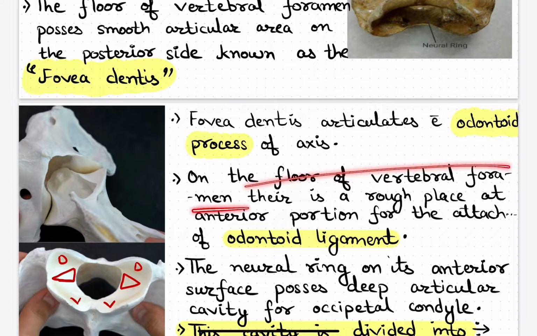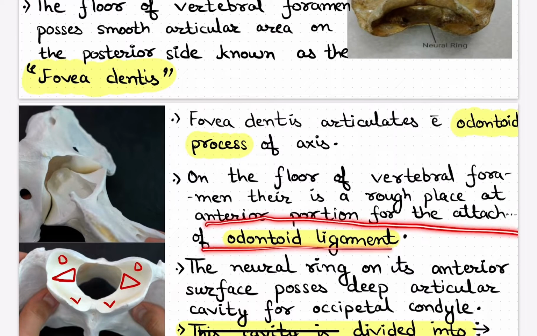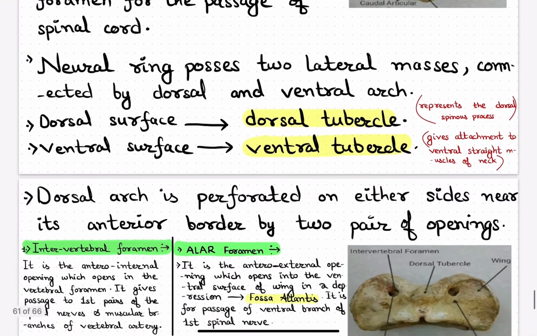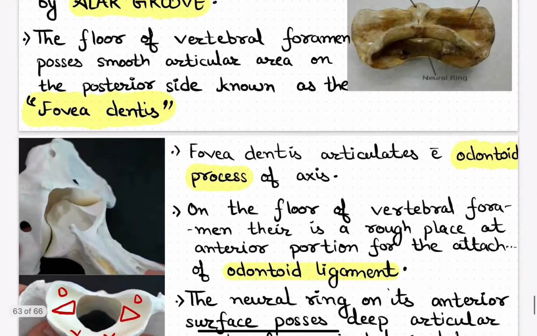On the floor of the vertebral foramen, there is a rough place also. There is a rough place at the anterior portion for the attachment of the odontoid ligament. Now you can see these are the articular surfaces. These are caudal articular surfaces through which ligaments originate, which are known as odontoid ligaments.